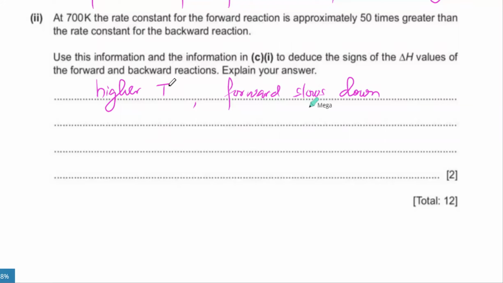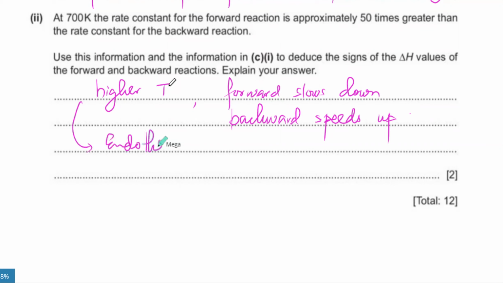Endothermic. So what we can say is, if the forward slows down, in other words, the backward is speeding up. I mean, relatively speaking, the backward is speeding up. So higher temperature favors, from Le Chatelier's principle, we know endothermic, right? So that means the forward is not being favored, it's the backward that's being favored. So the endothermic is favored. So the backward is the one that's endothermic.